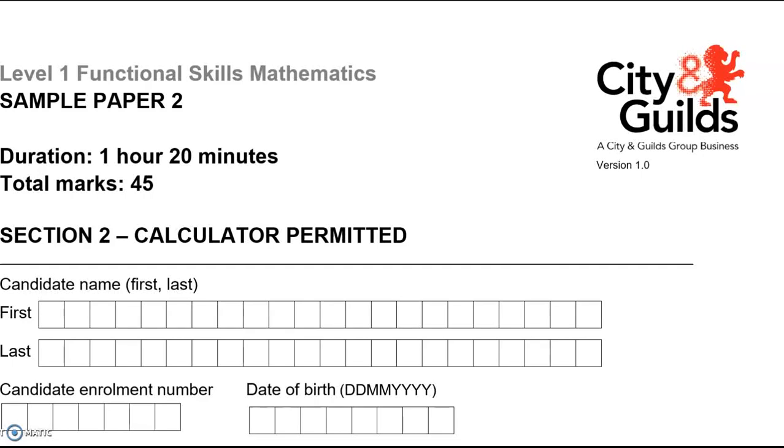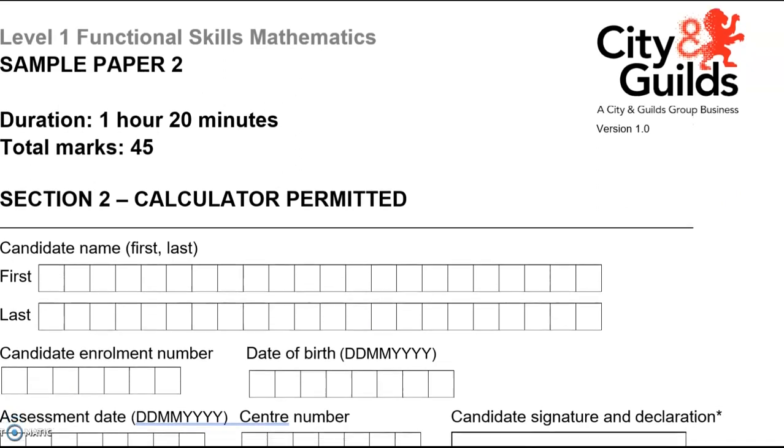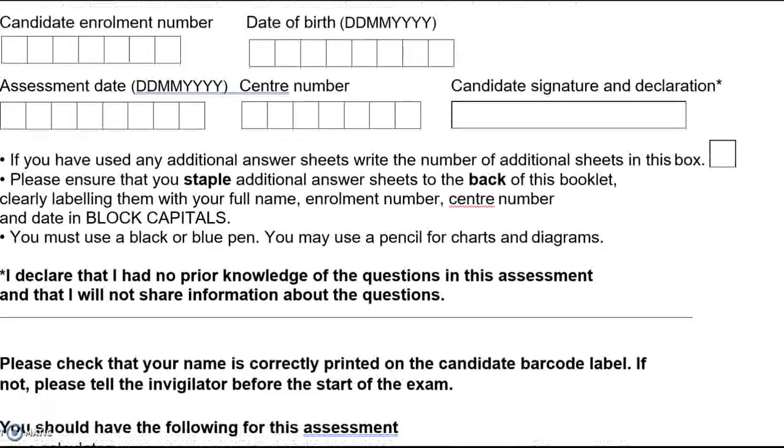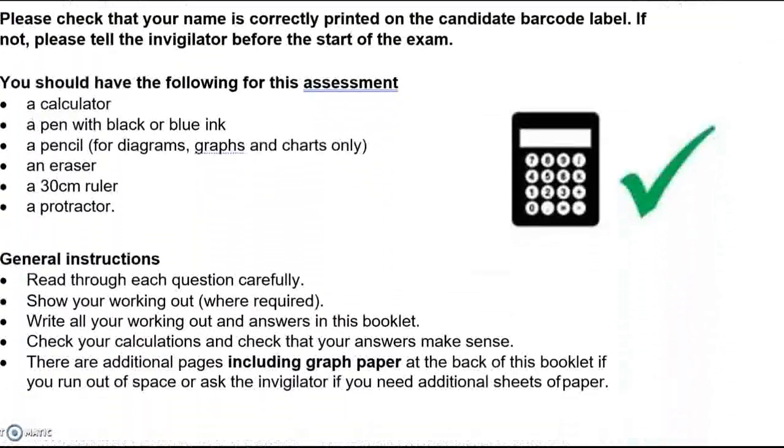This is the second part of a level 1 paper from City and Guilds. You can use a calculator for this part. There are 45 marks in total, and we'll go through the questions one by one together.